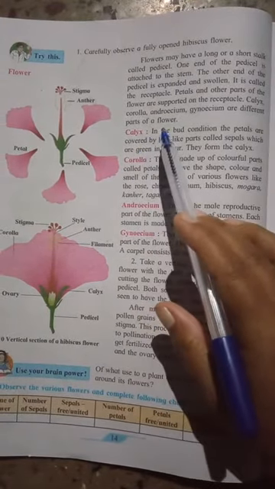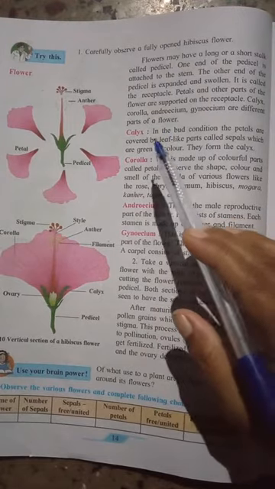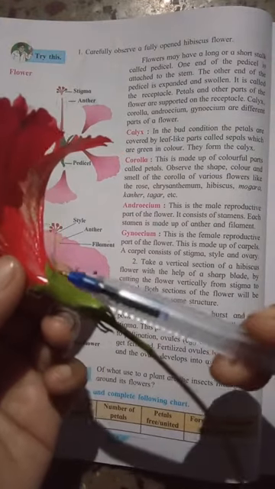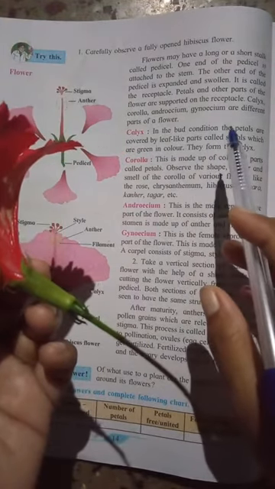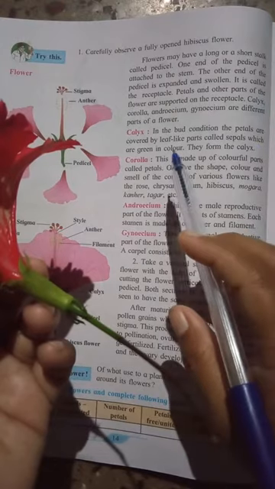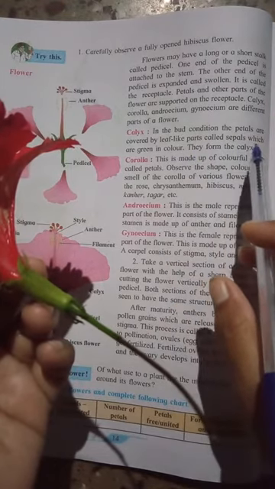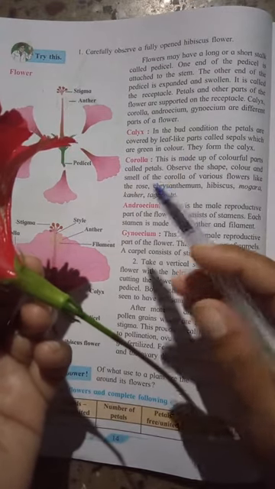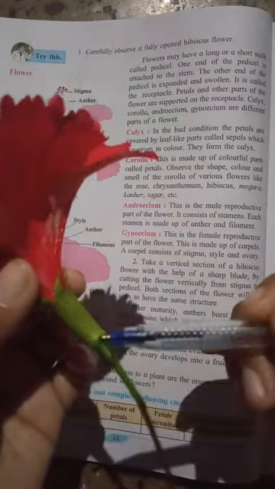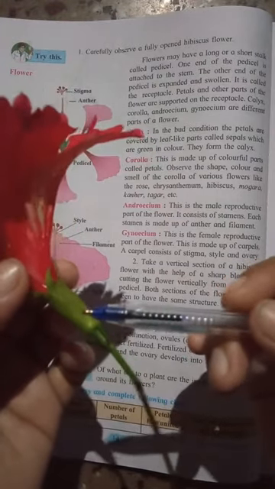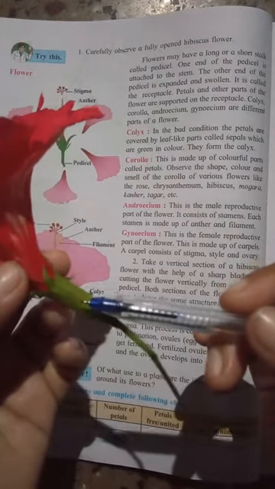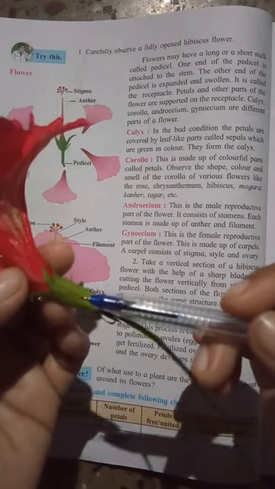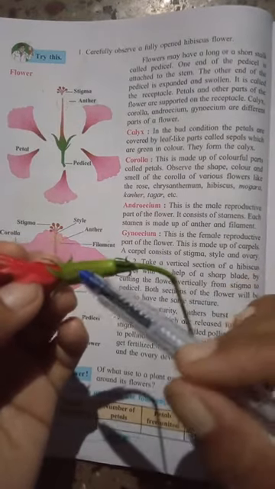Calyx. First they have given us calyx. This is the green part. In the bud condition, the petals are covered by leaf-like parts called sepals, which are green in color. They form the calyx. See this one. So in the bud condition, the petals are covered by this calyx, and this is green in color.